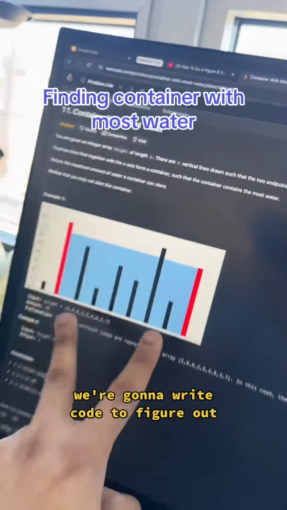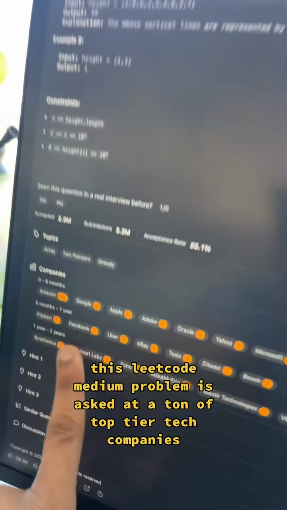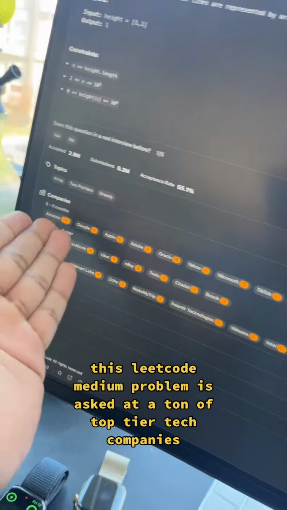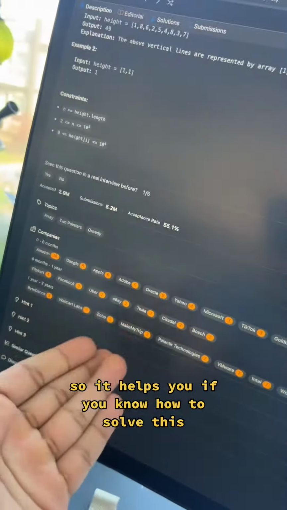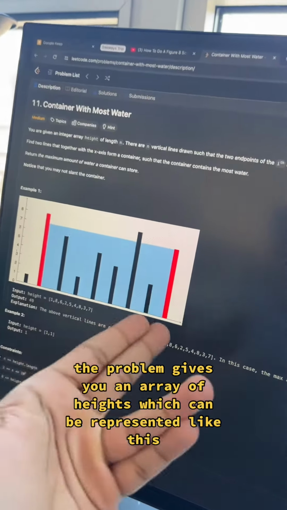We're going to write code to figure out which of these pairs of bars holds the most water. This Leetcode medium problem is asked at a ton of top-tier tech companies, so it helps you if you know how to solve this. The problem gives you an array of heights which can be represented like this.